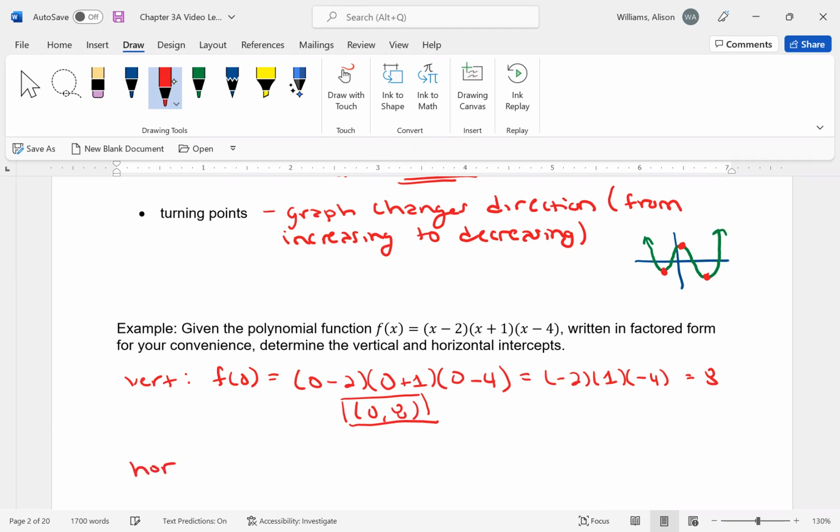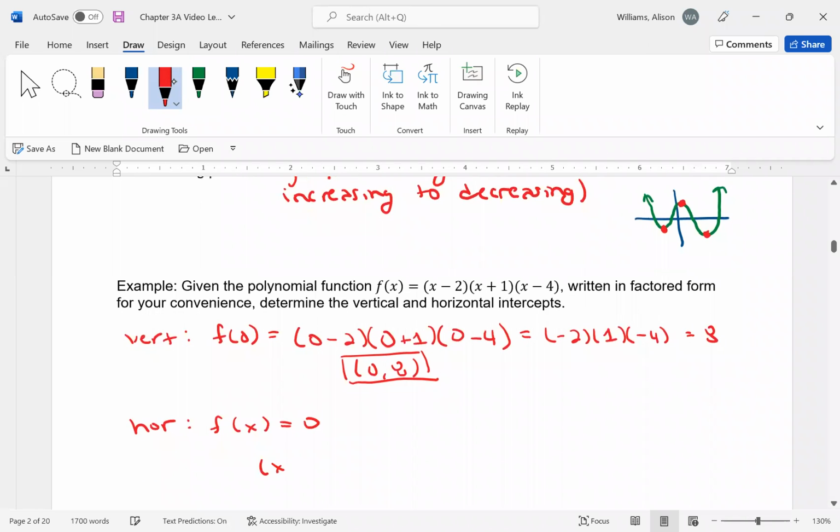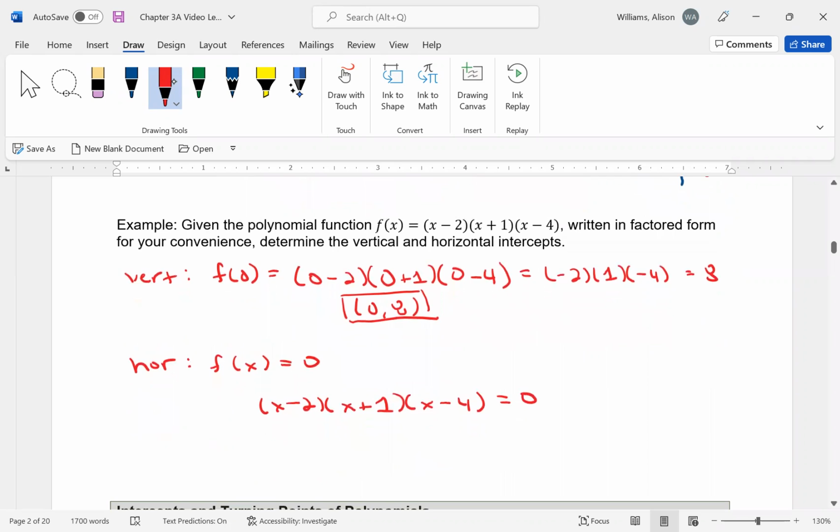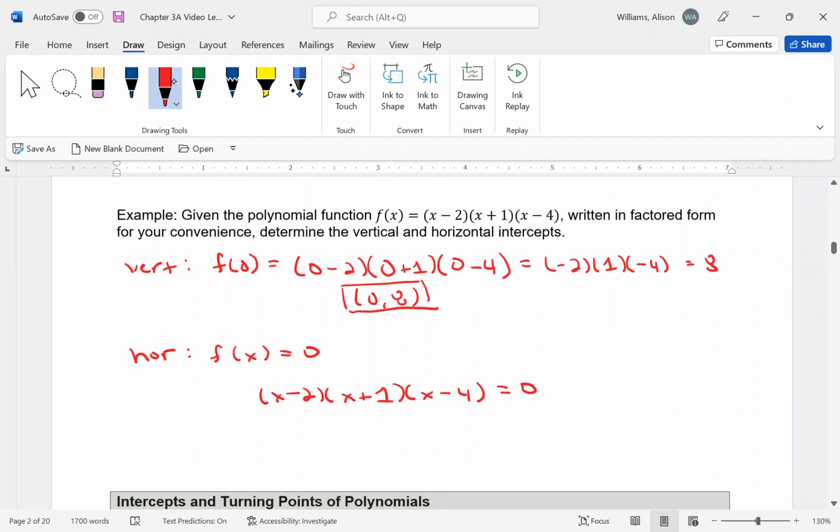Okay, horizontal intercepts. That's when we take the function and set it equal to 0. So I'm going to take x minus 2 times x plus 1 times x minus 4 and set it equal to 0. Because this is already factored, we can solve it by setting each factor equal to 0. So x minus 2 equals 0, x plus 1 equals 0, and x minus 4 equals 0. In this case, adding the 2, x is just going to be 2.